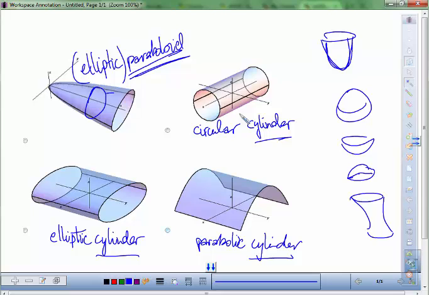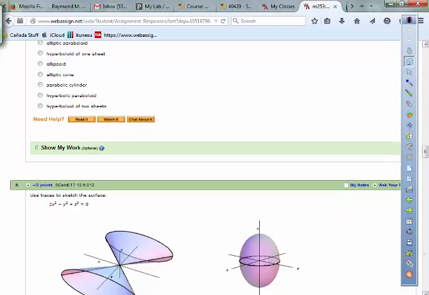Why is this one cylinder? Because it's being swept across an axis. So it starts off with just a parabola, it's being swept. Over here, you have ellipses, but as it goes along this axis, the ellipses change sizes. Okay? Let's see if we can do another set.